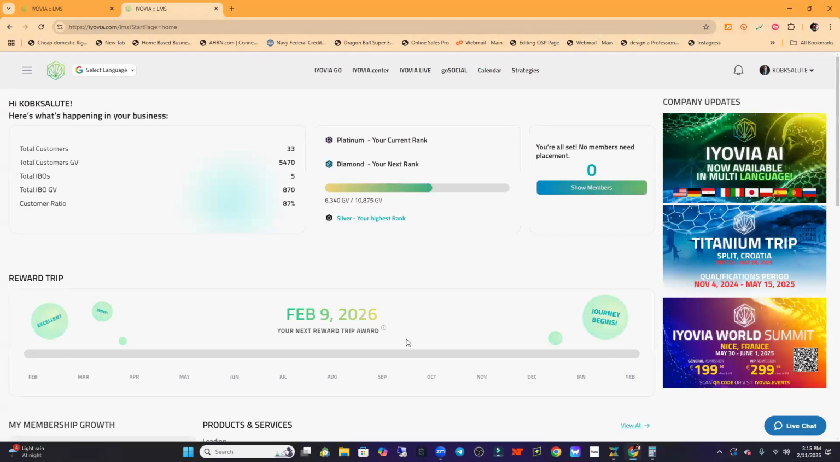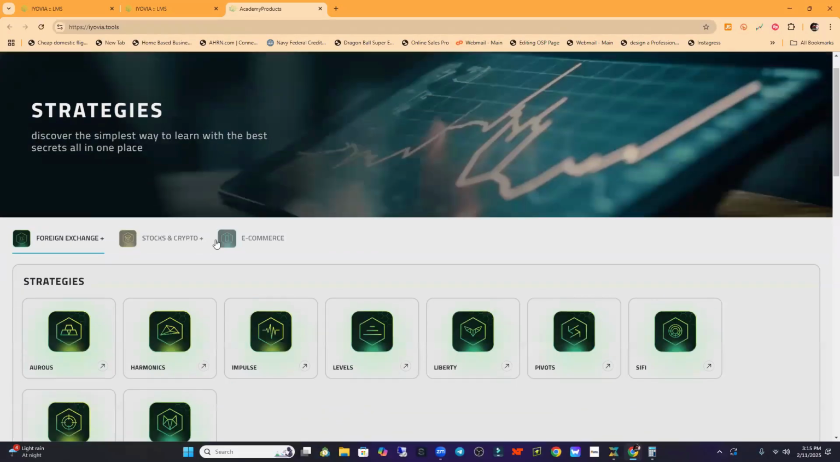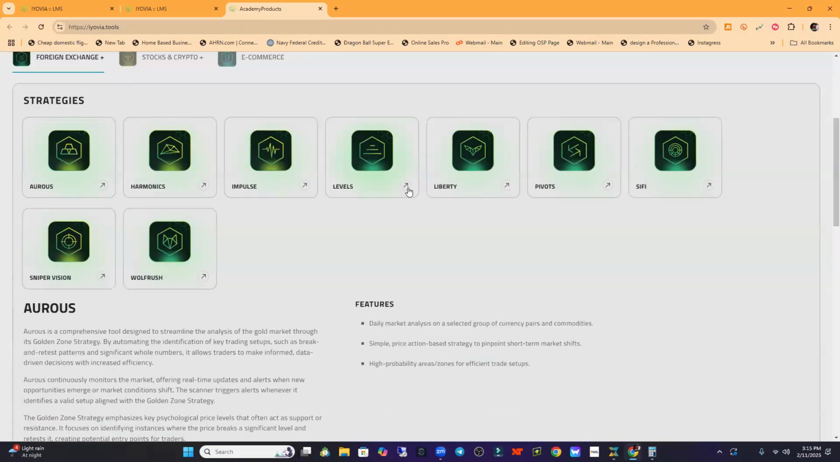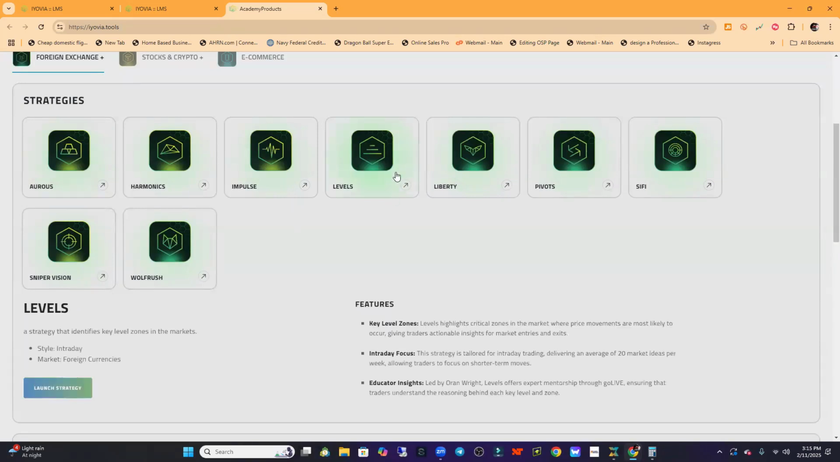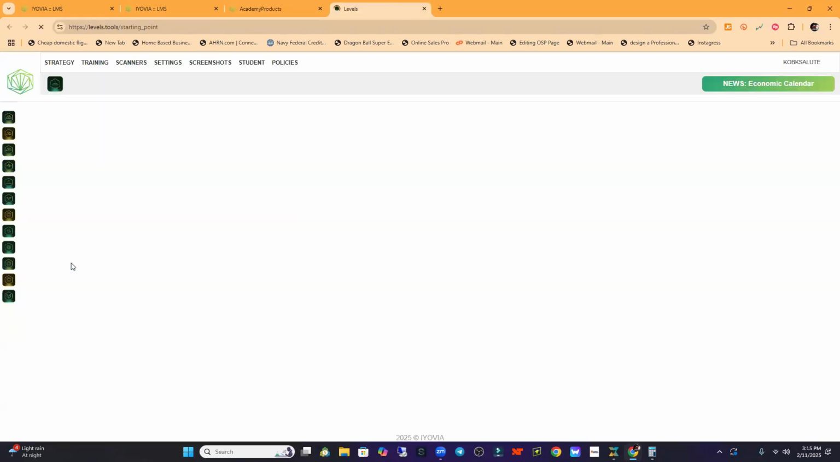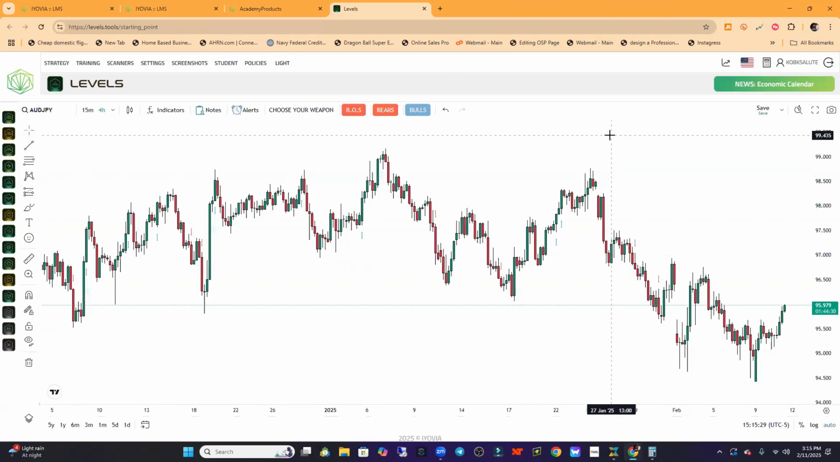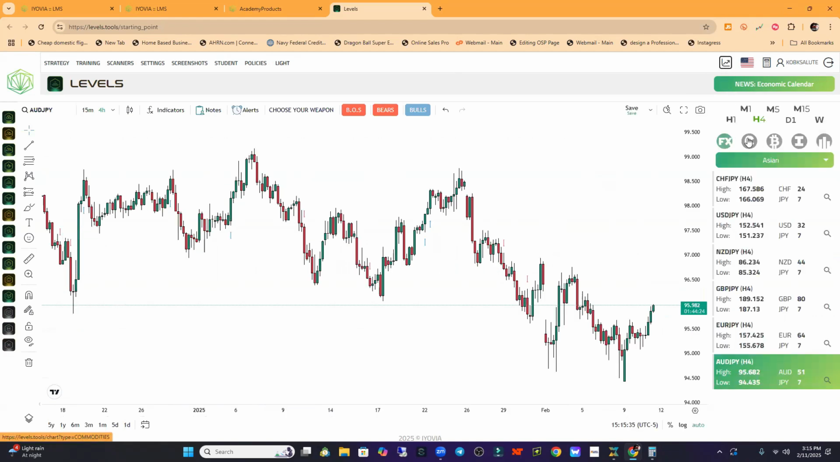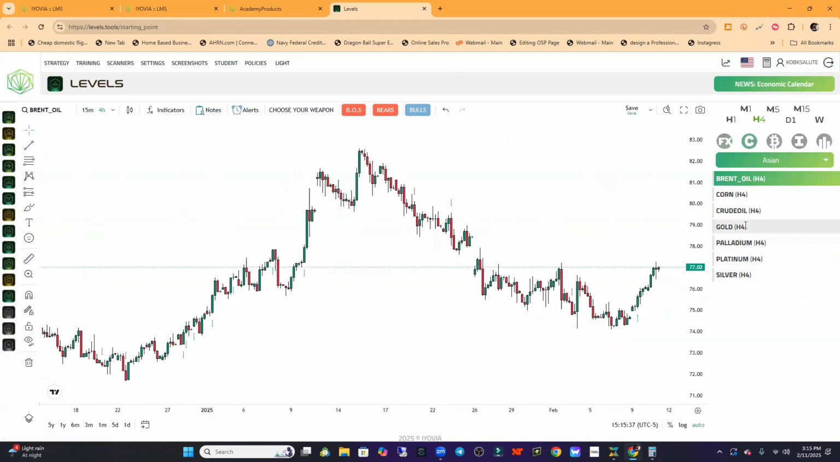So I went ahead and logged in. Guys, we're going to click on strategies. We're going to come down here, and today we will be selecting what is called levels. Click levels, come down here, launch the strategy. Once the strategy populates, we need to add some things to the chart so we can really see what's going on. Up here in the top right hand corner, we're going to click on that, then go to commodities today and look at gold.